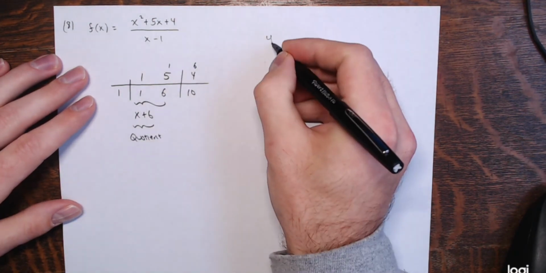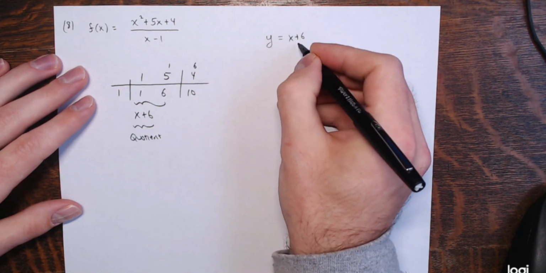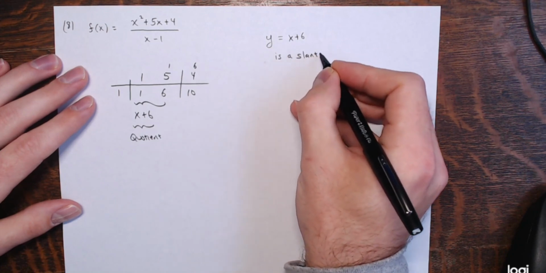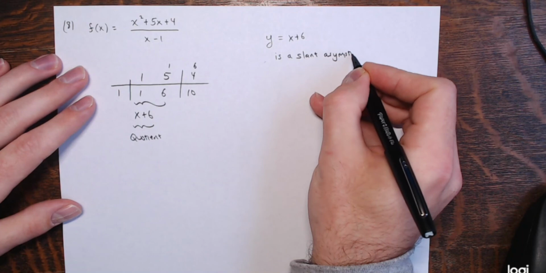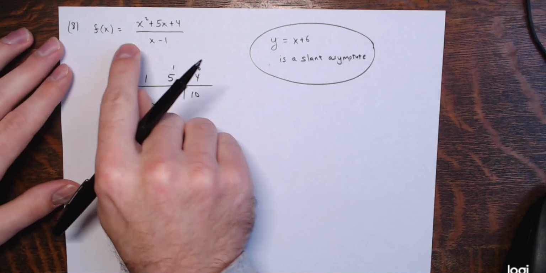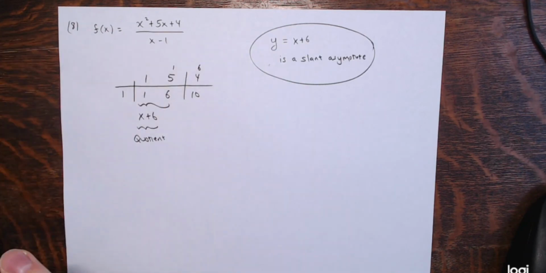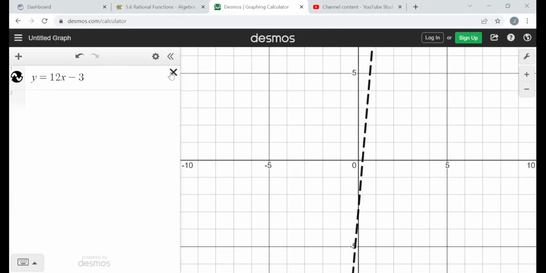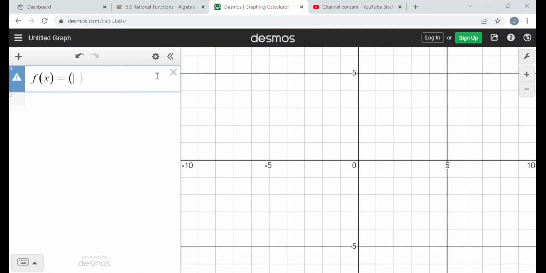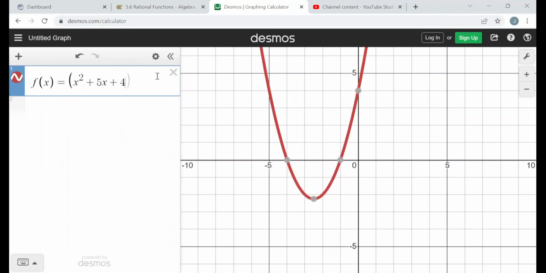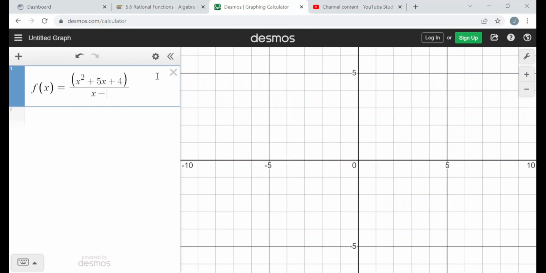So y equals x plus 6, and this is another linear function, degree 1. So this is again called a slant asymptote for this function. Alright, and one more time I'll show you that y equals x plus 6 is the graph that our graph of f will be approaching on the far right and far left, right? Alright, so the function we're given, f of x equals x squared plus 5x plus 4 divided by x minus 1.